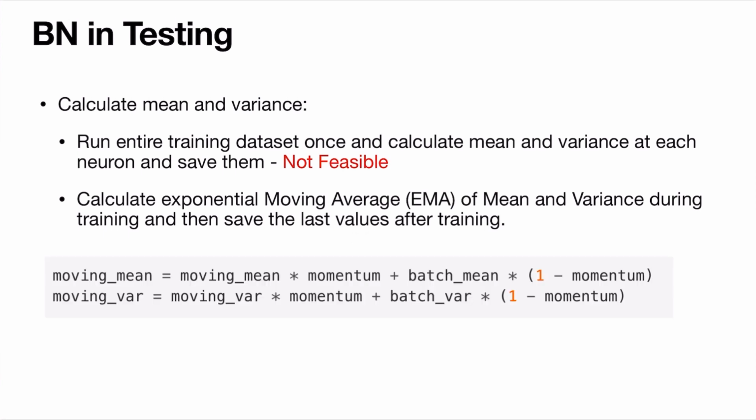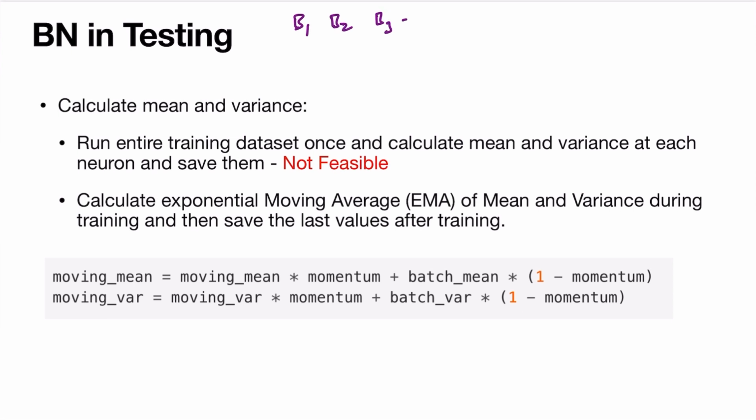Let us see how to calculate those. If you see, this is the moving mean and you have a new mean. Usually when you have mini batches, mini batch 1, mini batch 2, mini batch 3 and so on, you have n batches, let's say. These are your mini batches.